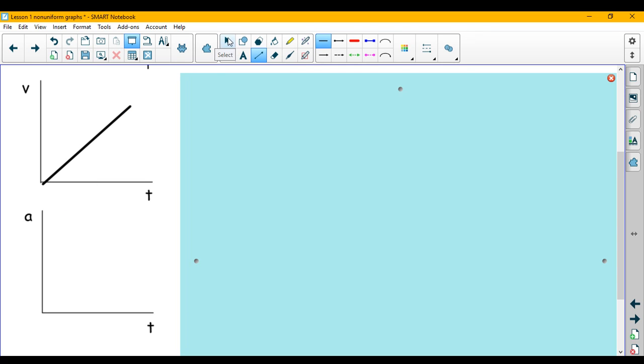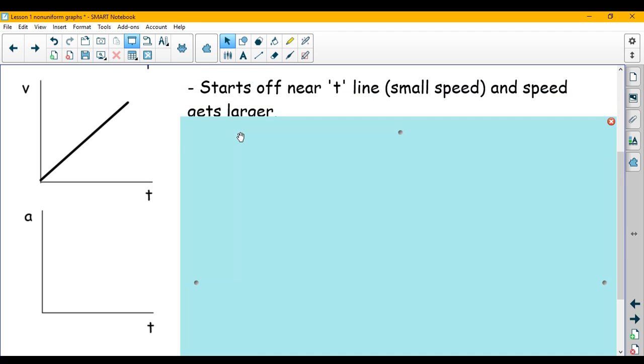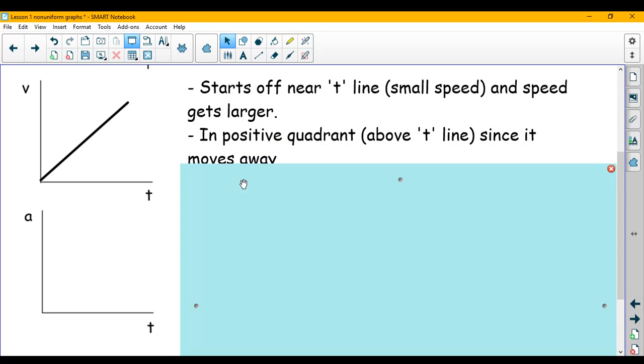And that's because we have a constant acceleration. The amount of velocity we're adding for each time interval is going to be constant. So it's the same amount of velocity being added for each time as we go along. It's positive because we're adding that velocity and it is in a positive direction. It's moving away. So it starts off down here with a low velocity or 0, a small speed, and it gets higher as it goes, and positive because it's moving away.